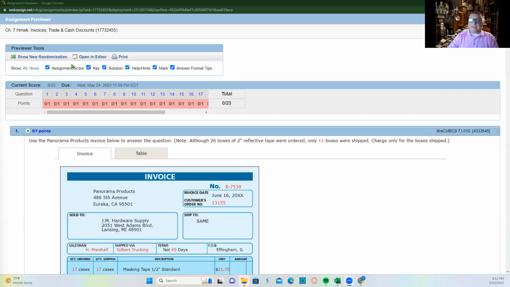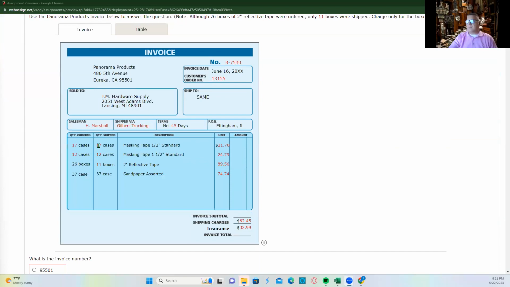And part of it is trade and cash discounts. So we're going to go over what that means. I have my whiteboard ready. Okay, so the first few problems on here are pretty self-explanatory. They ask you to identify the invoice number, identify this and that. Everybody should be able to do that.